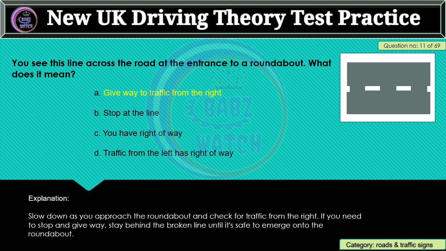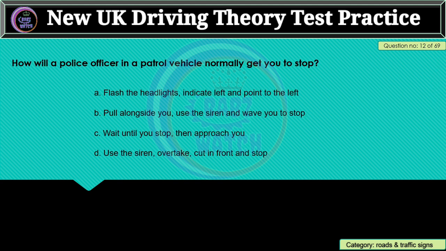Explanation. Slow down as you approach the roundabout and check for traffic from the right. If you need to stop and give way, stay behind the broken line until it's safe to emerge onto the roundabout.